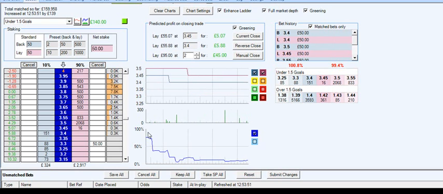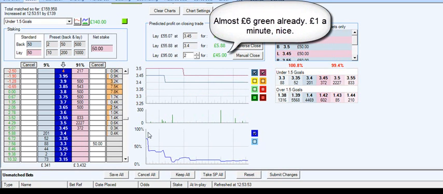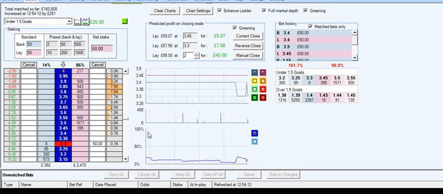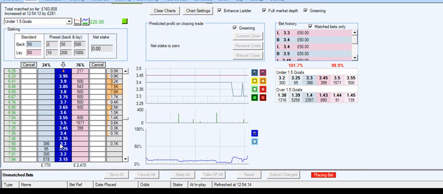If your initial call on the game is completely wrong, then by scalping this market either at half time or 60-65 minutes by the draw, you can claw back a lot of your money and turn a losing trade into a winning one. So we're just nipping in and out, going back in several times.